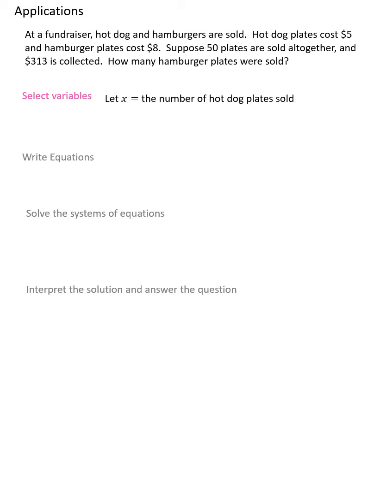So let's start by selecting variables. I was going to use H for hot dogs, but then I realized hamburger also starts with H. So I just decided to let X be the number of hot dog plates sold and Y would be the number of hamburger plates sold. Now let's write equations out of the facts that we have.